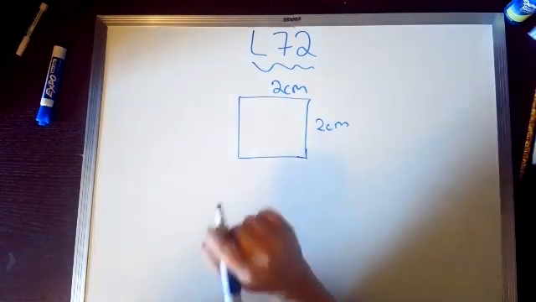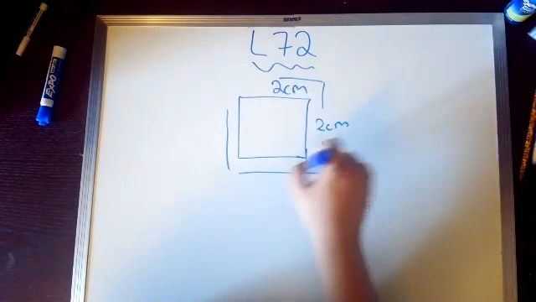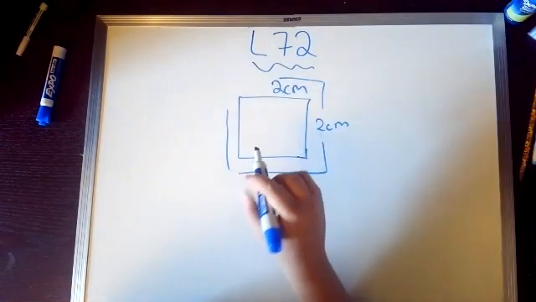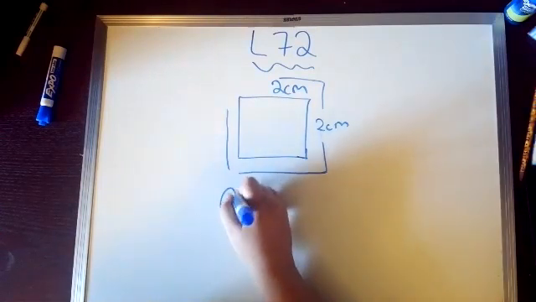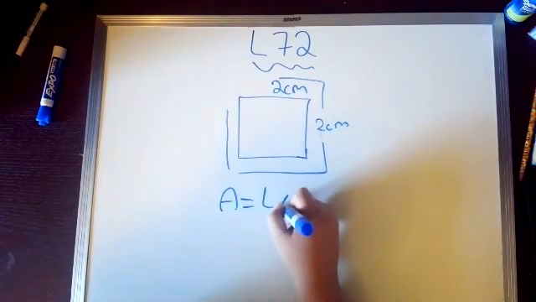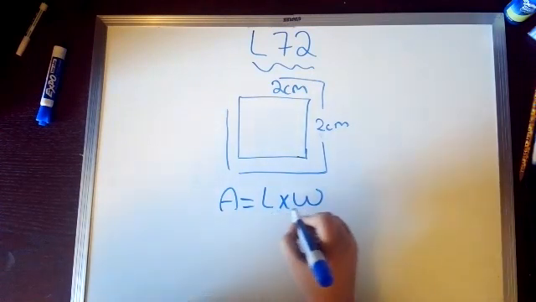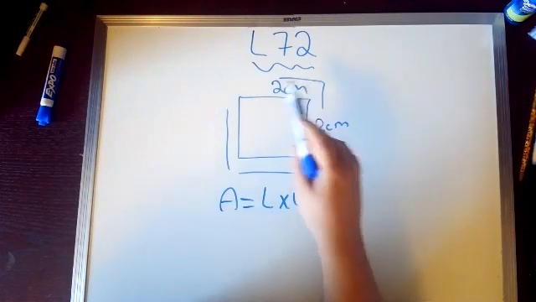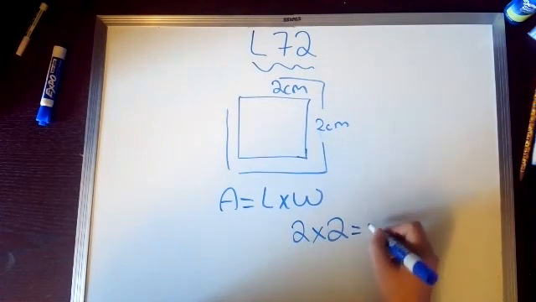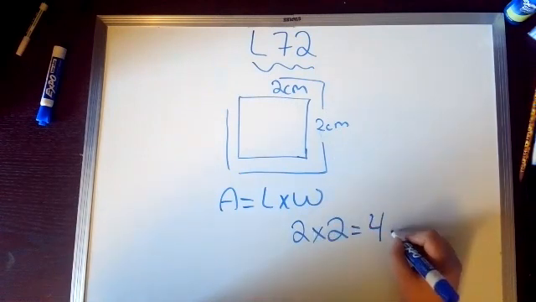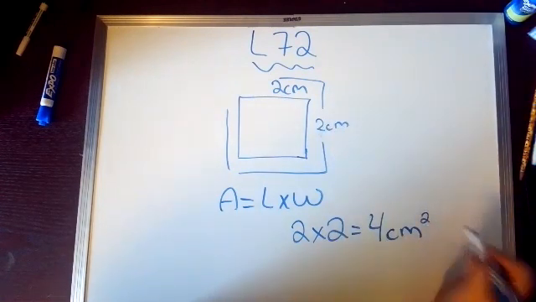Now, when you're doing perimeter, you do the outside of a shape, so I would add up all the edges. When you're doing the area, you're doing the inside of the shape. How I do that is area equals length times width. Okay, if it's length times width, I am doing the length times the width. So in this case, it would be 2 times 2, which would make 4. Now this is 4 centimeters because these are centimeters, and it's also centimeters squared.